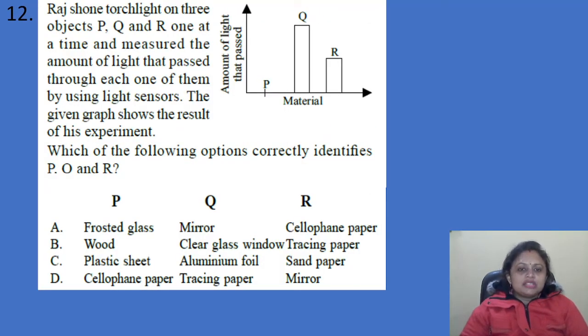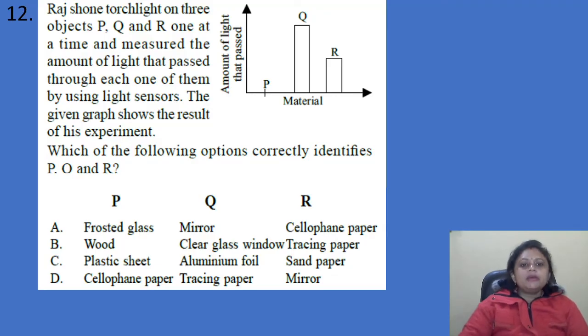Raj shone torchlight on 3 objects P, Q and R one at a time and measured the amount of light that passed through each one of them by using light sensors. The given graph shows the result of his experiment. Which of the following options correctly identifies P, Q and R? These are the options given. A, frosted glass, mirror, cellophane paper. B, wood, clear glass window, tracing paper. C, plastic sheet, aluminium foil, sandpaper. D, cellophane paper, tracing paper and mirror.